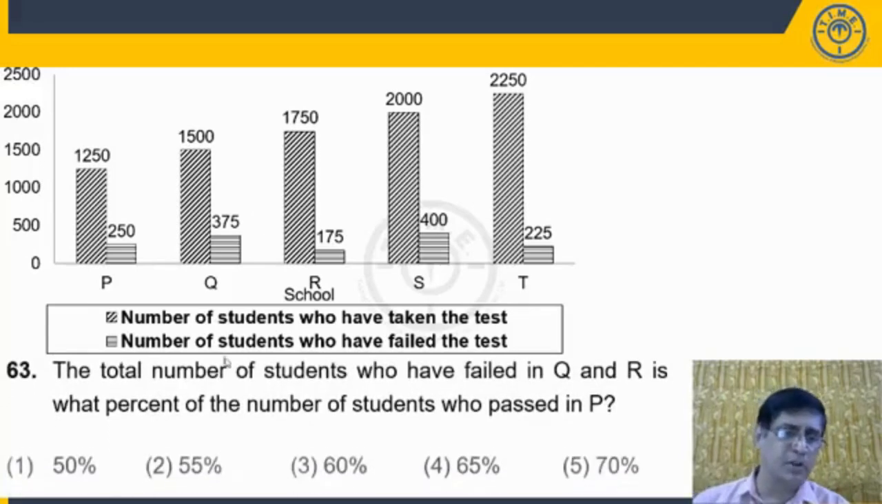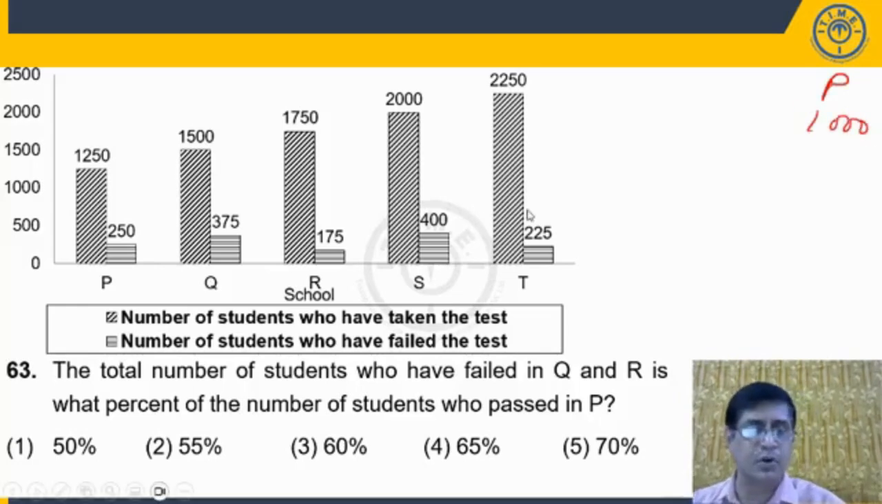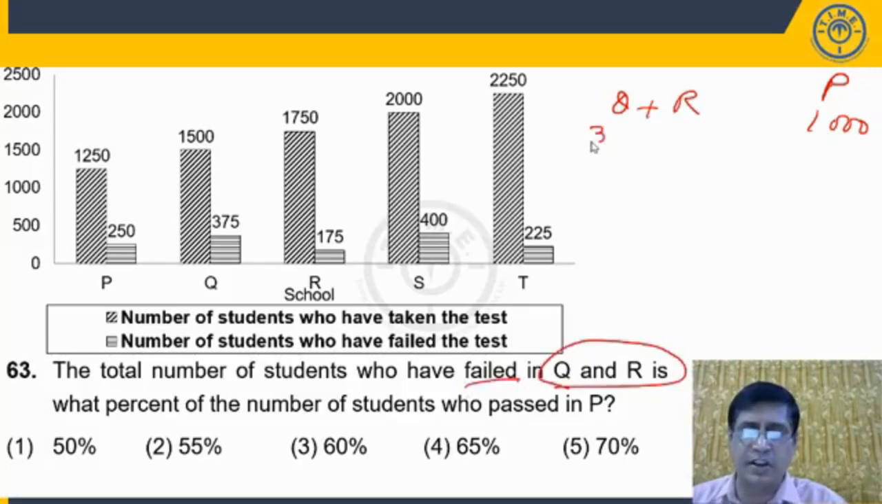Now next example on your screen. The total number of students who have failed in Q and R is what percent of the number of students who pass in P? The number of students who pass in P is equal to how much? 1250 minus 250, that is 1000. Then what is the number of students who fail in Q and R? For Q it is 375, for R 175.